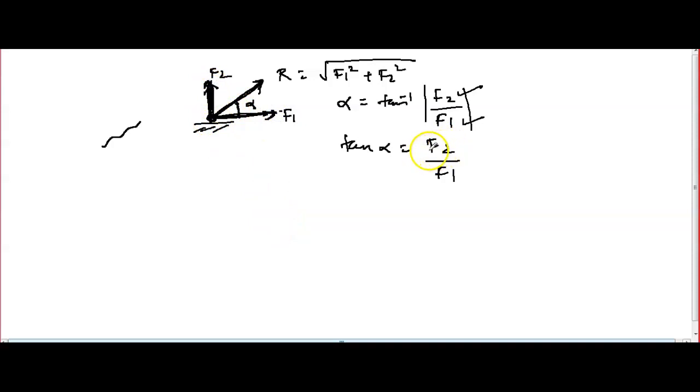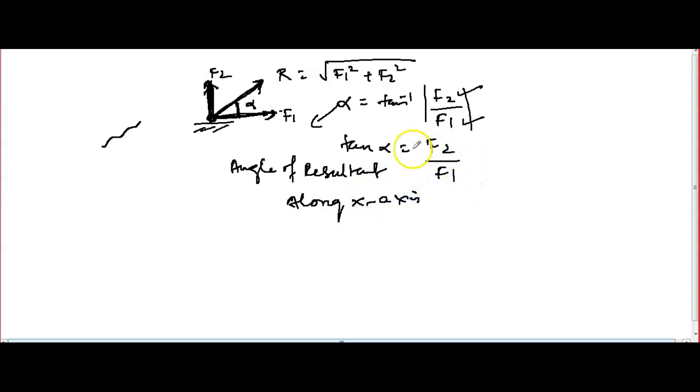So don't confuse with that, you don't have to keep all of it in mind. What you have to find: this alpha is the angle of the resultant along the x-axis, and if they also ask for the y-axis, you already know alpha, so the remaining you subtract. 90 minus alpha will be this.